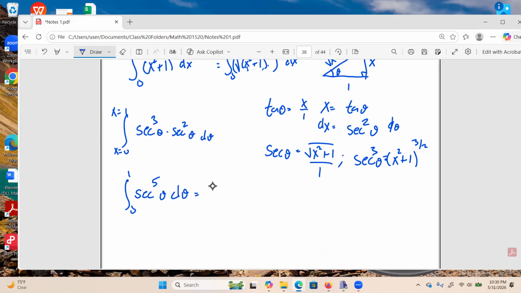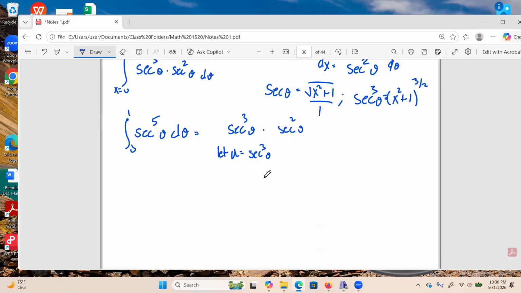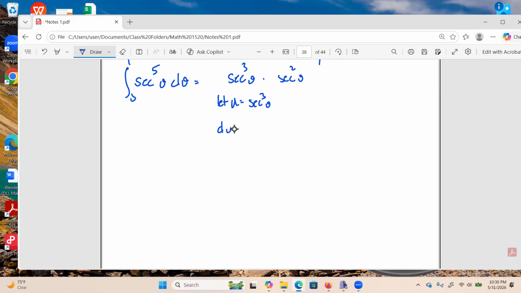All right, so let's go ahead and break this apart. We're going to say this is secant cubed theta times secant squared theta. I kind of like this as an integration by parts. So we'll say let u is equal to secant cubed theta, because we have to take a derivative. Like, oh, I could take a derivative of this. That's going to be 3 secant squared theta times the derivative of secant, which is secant theta tangent theta. And then my dv is going to be secant squared theta, so my v is going to be tangent theta.